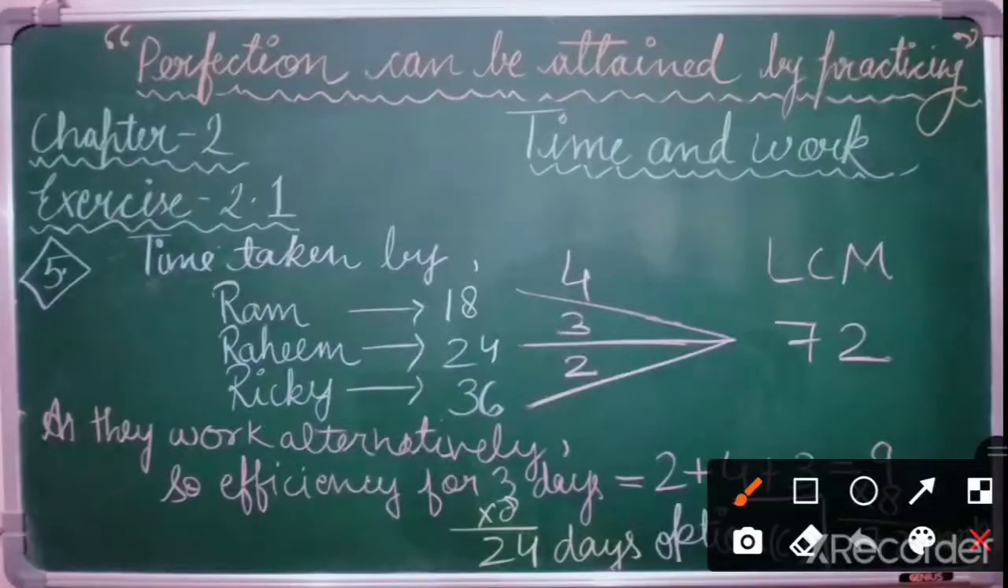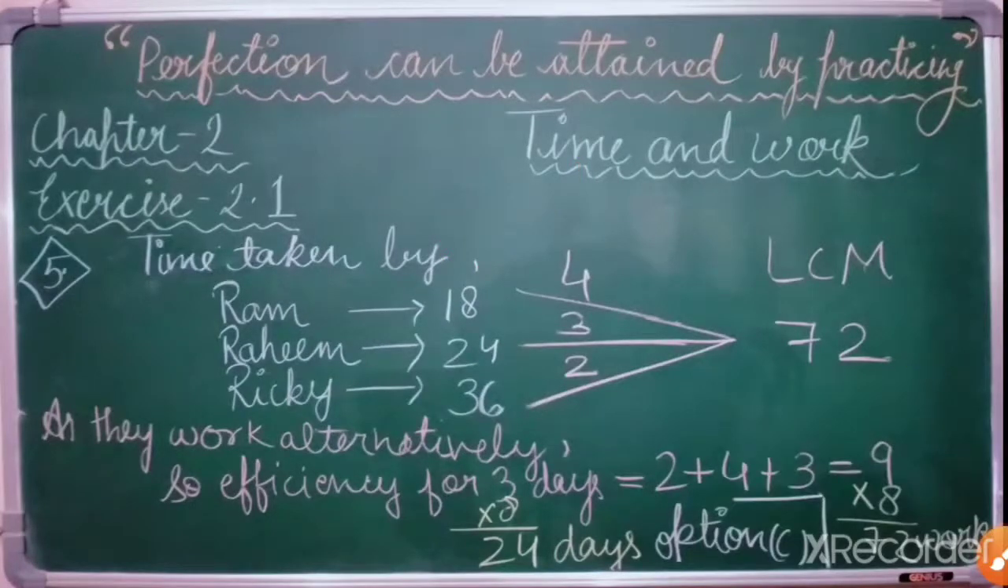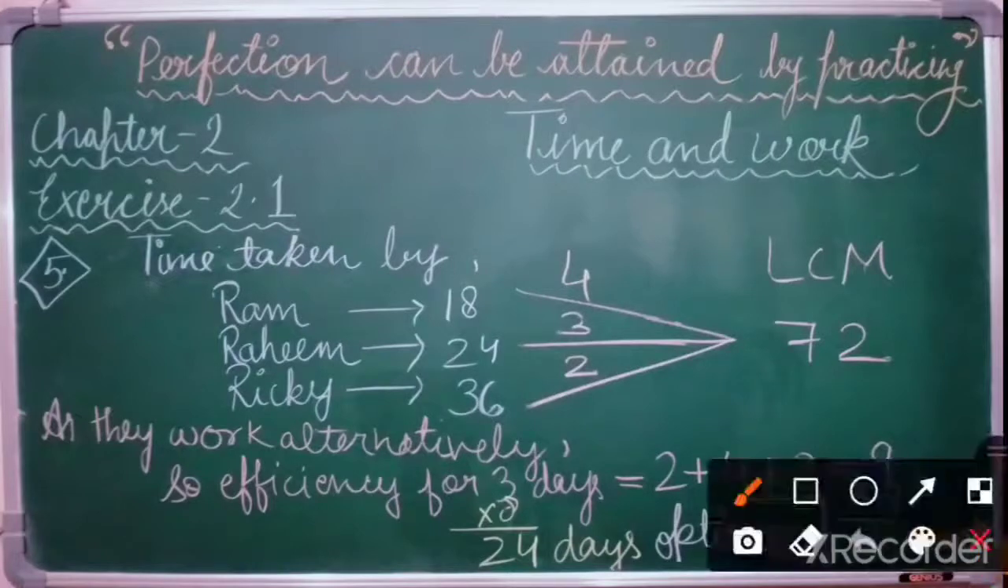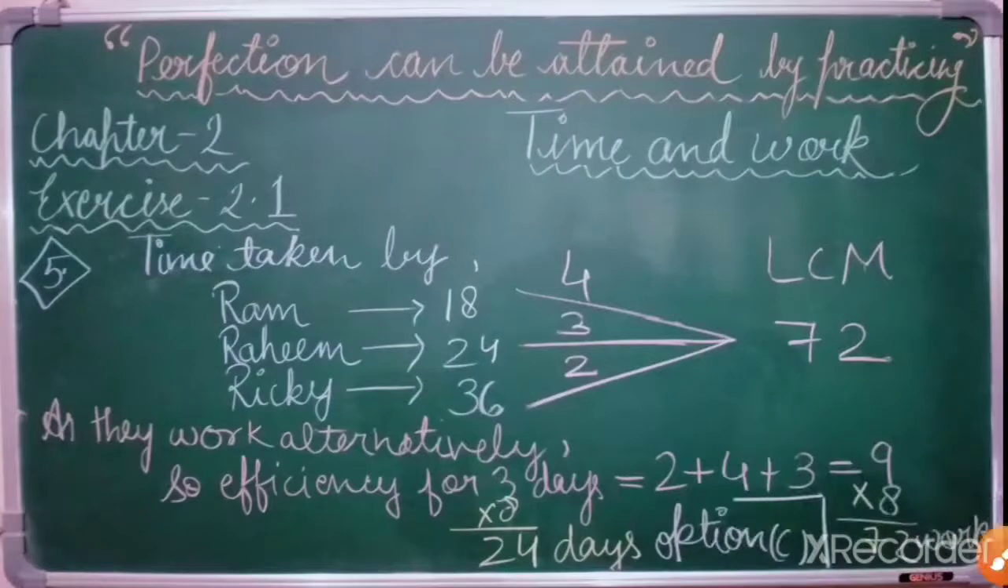So we have written the number of days taken by Ram, Rahim and Ricky. This is 18, 24 and 36 respectively. And when we find out the LCM of 18, 24 and 36, it is 72. And here we have written their efficiency, that is 18 4s are 72, 24 3s are 72, 36 2s are 72. Now, if they are working alternately, we will find out when they are working in the sequence of Ricky, that is with efficiency 2, then Ram, that is with efficiency 4, and then Rahim, which is with efficiency 3, how much work they are doing?